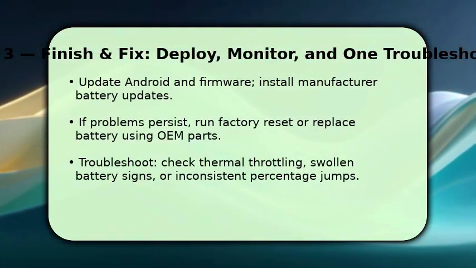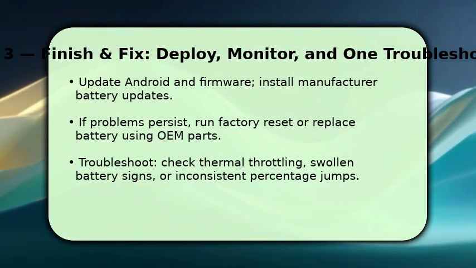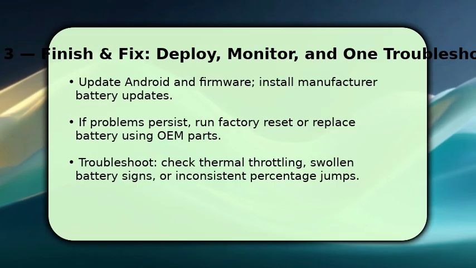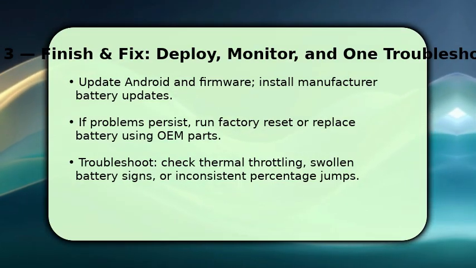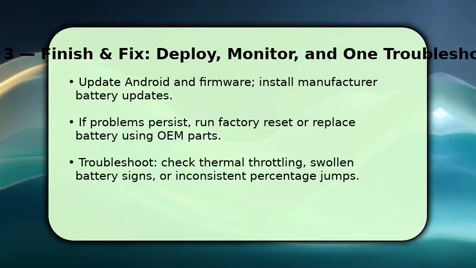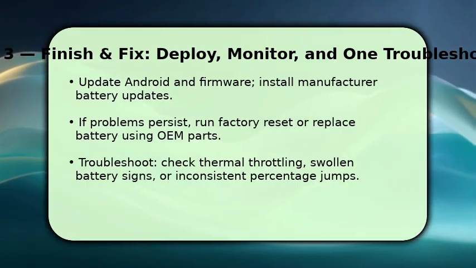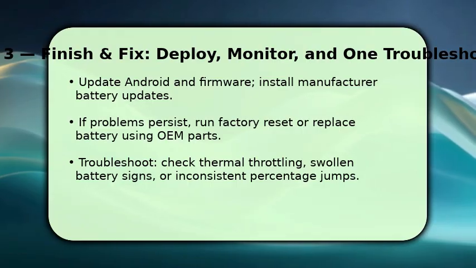You finish by applying system and firmware updates. Manufacturers often include battery improvements. Once updated, monitor behavior for 48 hours. If issues persist, perform a factory reset as a last software fix, and then consider an OEM battery replacement.